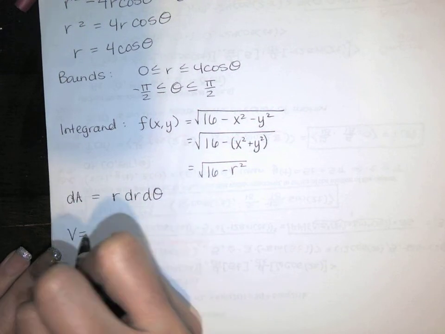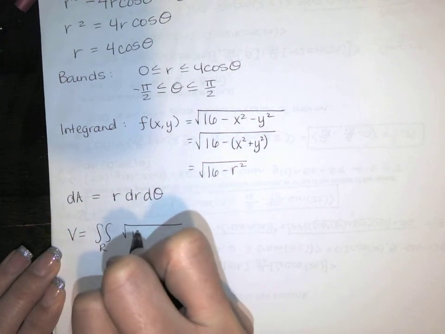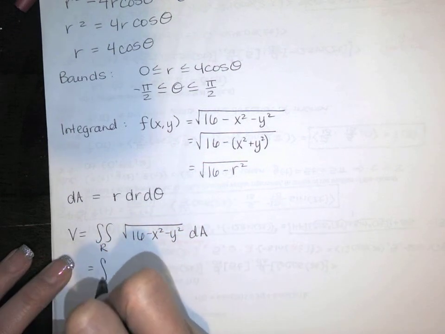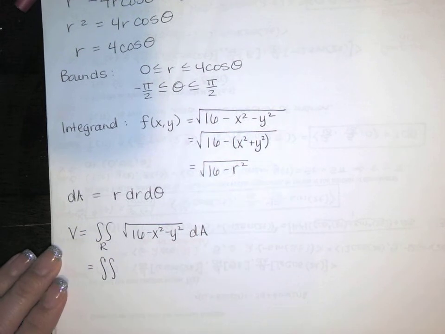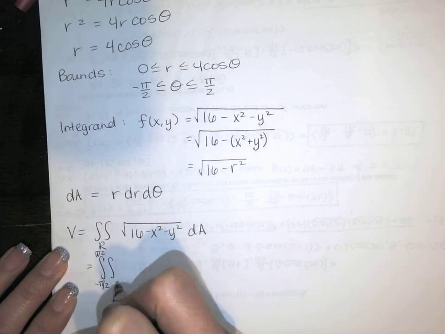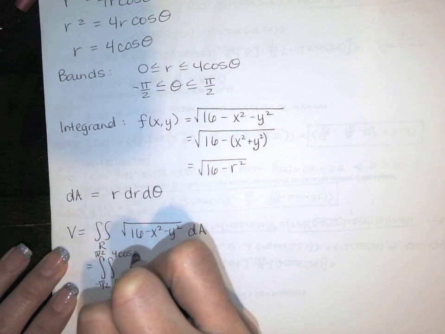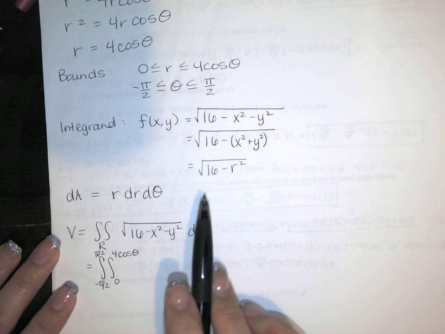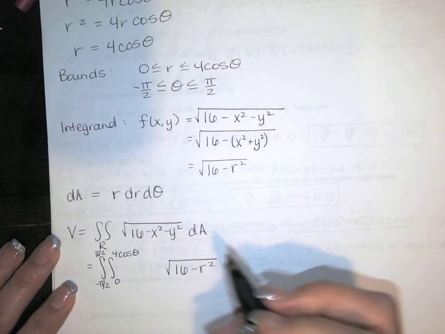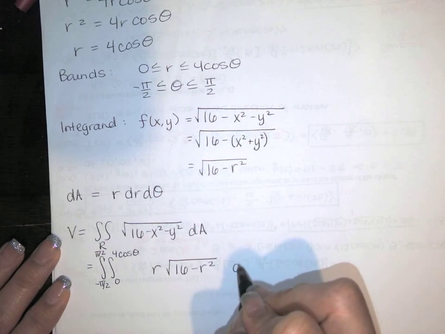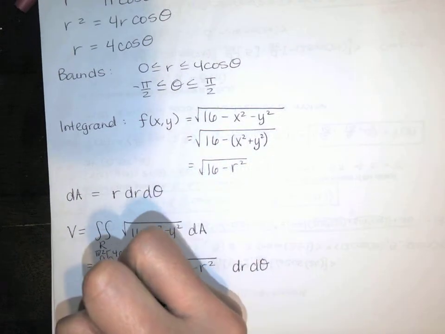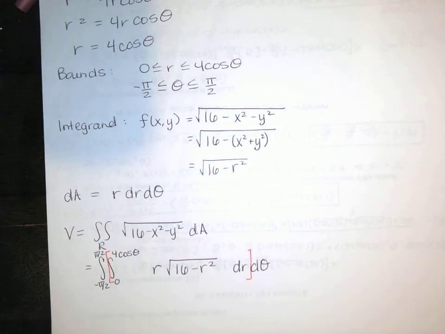So our volume integral becomes the double integral over R of this, and now I can replace my bounds with these bounds. Theta goes from negative pi over 2 to pi over 2. r goes from 0 to 4 cosine of theta. Our new integrand in terms of r and theta is the square root of 16 minus r squared, and dA is r times dr d theta. Now we evaluate the innermost integral first and go on from there.